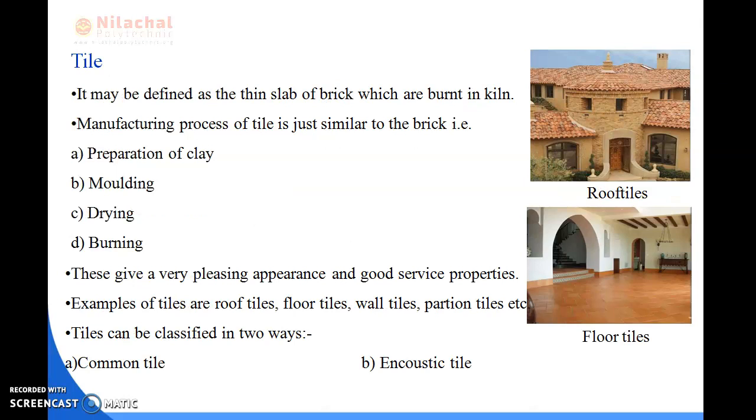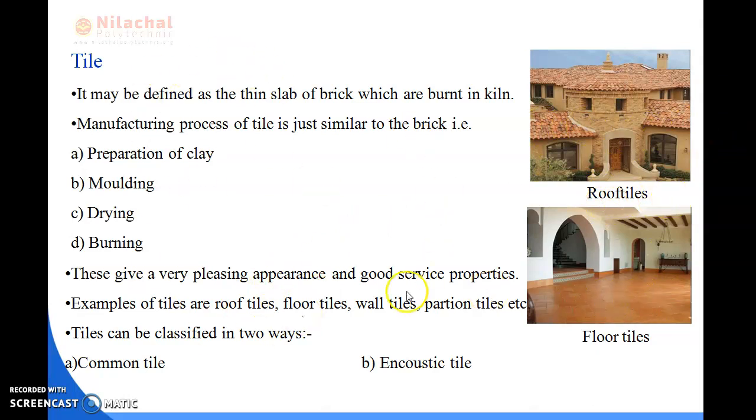Next we'll be reading about tiles. A tile may be defined as a thin slab of clay burnt in a kiln, and the manufacturing process of the tile is similar to the brick: preparation of the clay, molding, drying, and burning. This gives a very pleasing appearance and good service properties. Examples of tiles are roof tiles, floor tiles, wall tiles, partition tiles, etc. Tiles are classified into two categories: common tile and encaustic tile. You can see the diagram of a roof tile and a floor tile here.